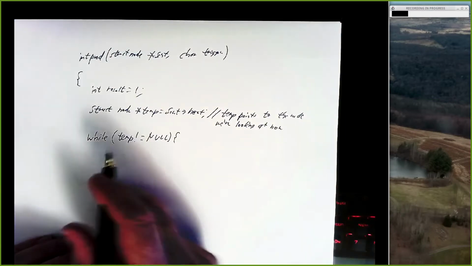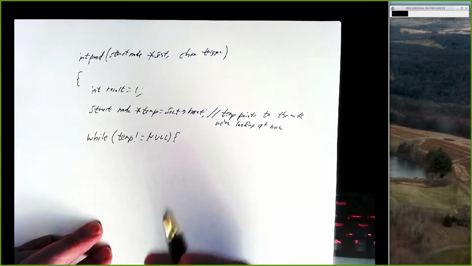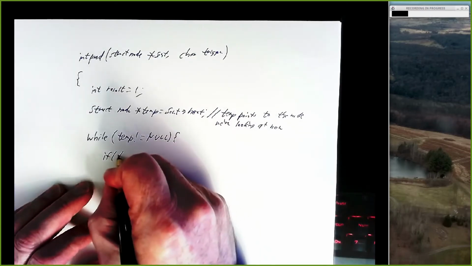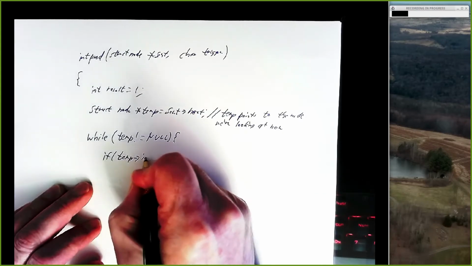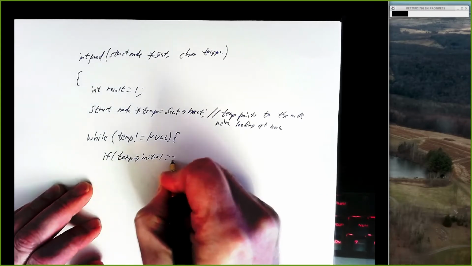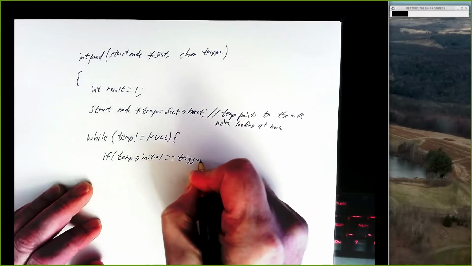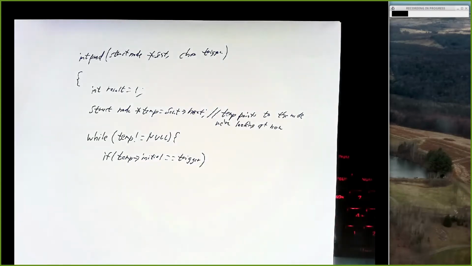So here's one way to do this. Well, temp is not equal to null, and temp is the node we're looking at. So if temp initial equals trigger, and remember, characters are like integers. So you can copy them with an equal sign, you can compare them with a double equal sign. They're different from strings. A string is a collection of characters, it's an array. You can't compare strings with double equal signs, you have to use string compare. You can't copy strings with one equal sign, you have to use string copy. But for characters, you can just do a plain old double equal sign.